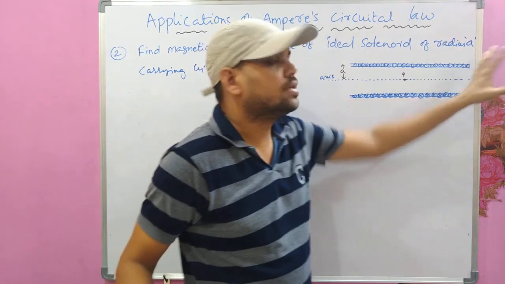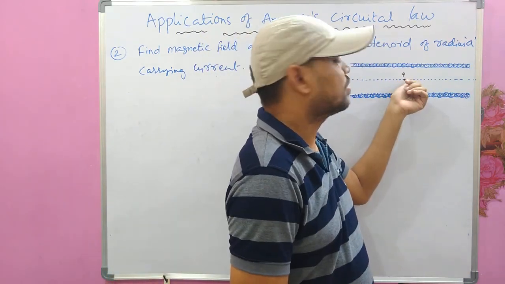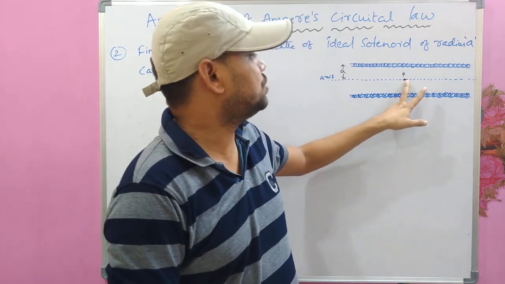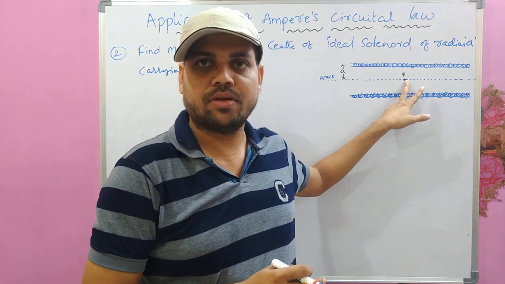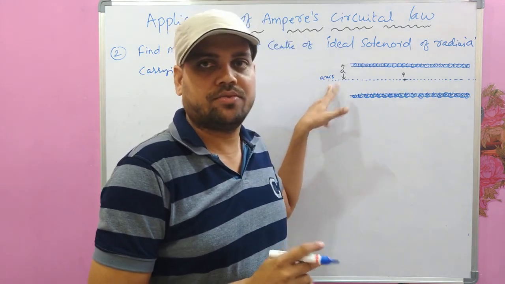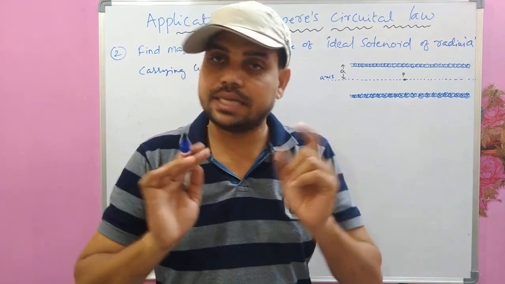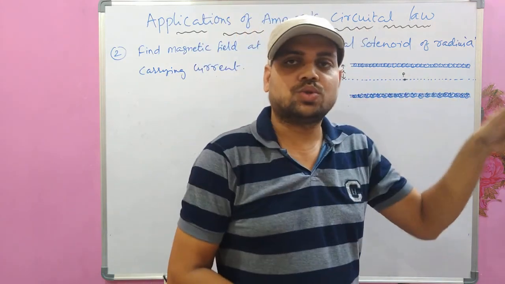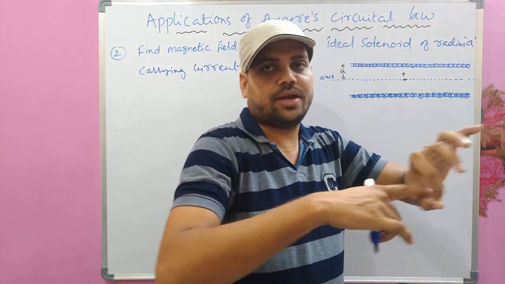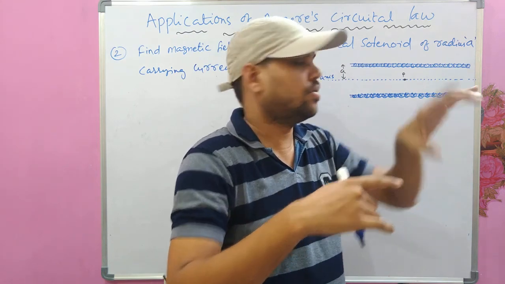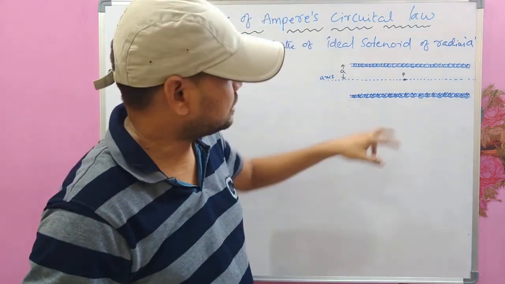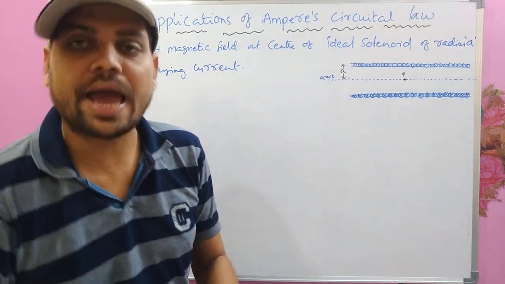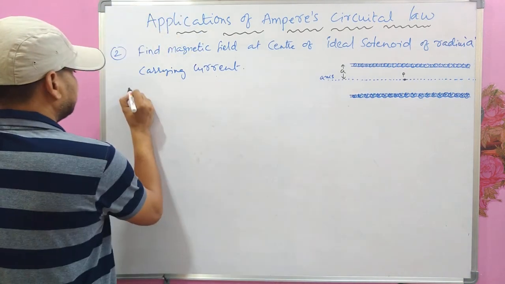So here I have taken a part of the solenoid nearby the center. Then if it is assumed as the center of the ideal solenoid, on its axis, remember, we are going to find out the magnetic field at the center of the solenoid on its axis. What is the axis? It is the line passing through the center of the solenoid. So at center point P, I'm going to find out the magnetic field, and I'm going to use Ampere's circuital law for this. So what is Ampere's circuital law?